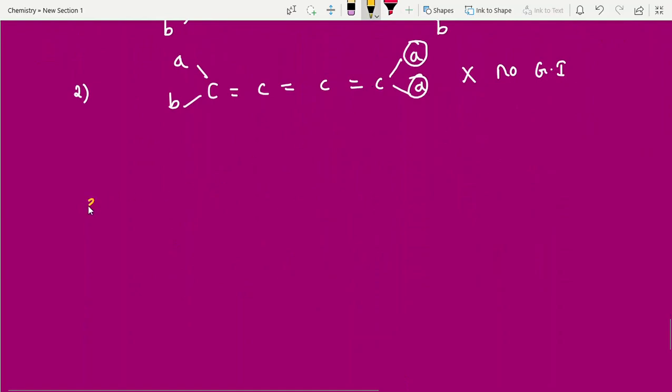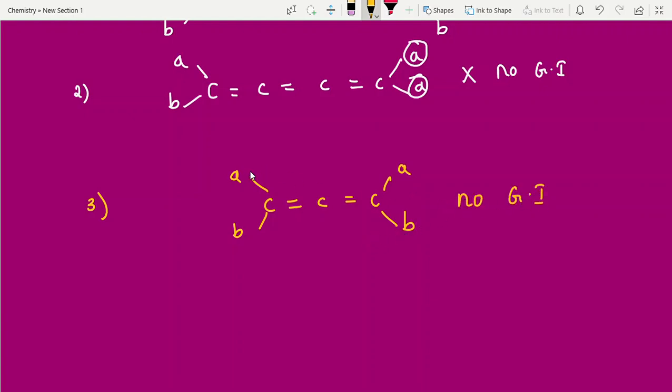Okay, now third example. This one. AB. AB. Does it exhibit geometrical isomerism? No geometrical isomerism. Why? Because it has different atoms, here also different atoms, but it is not an odd number. Even number is not allenes. It will not exhibit geometrical isomerism. But it can show optical isomerism. In the coming videos I am explaining optical isomerism.